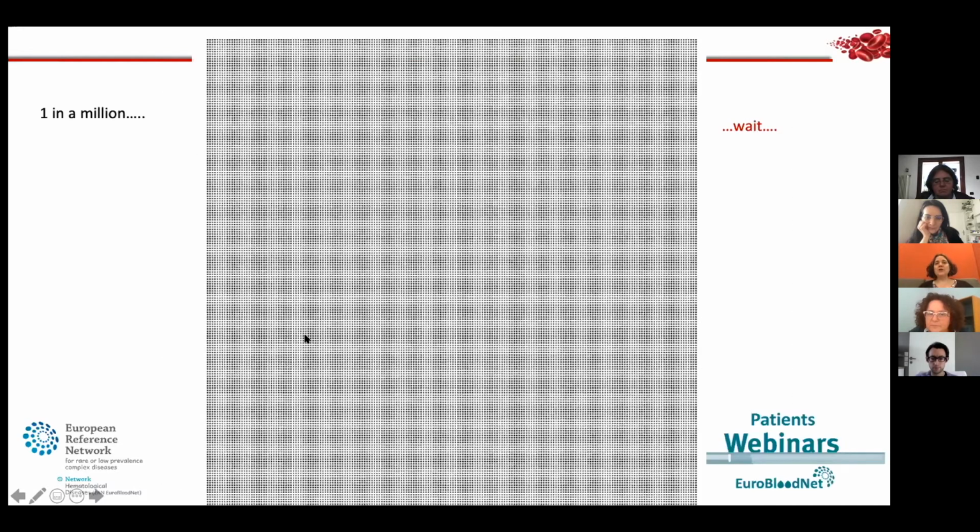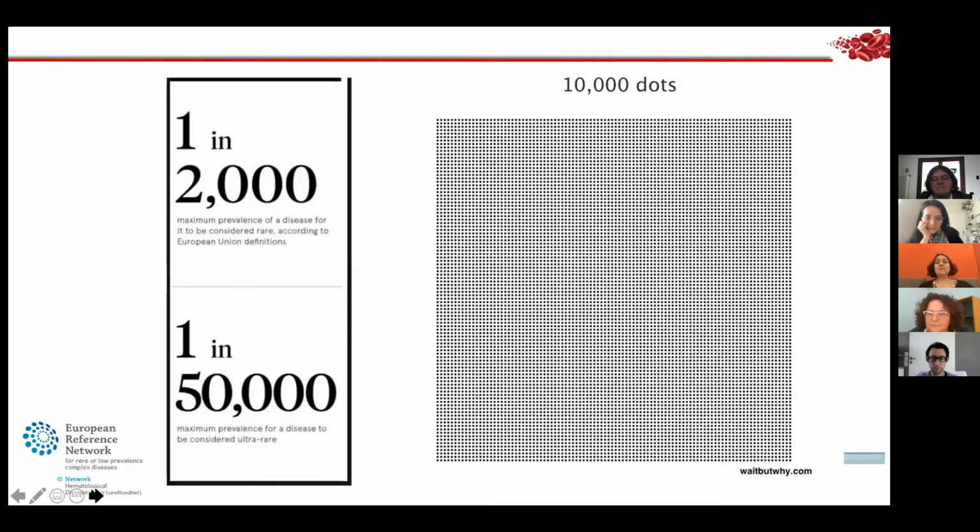And when we're talking about CDA, we're talking in the range of 1 in a million. I'll come back to that, but I just wanted you to see, what does a million dots look like? If this is 10,000 dots, what does a million dots look like? And I'm going to scroll through.